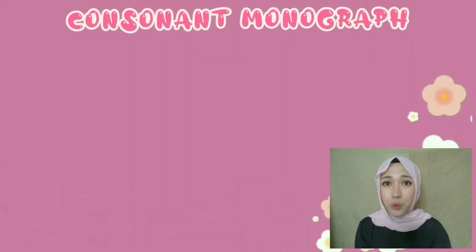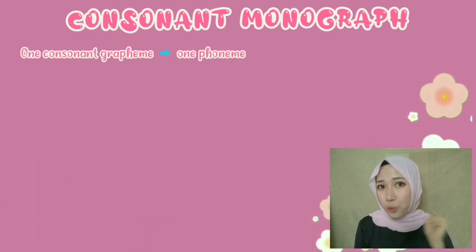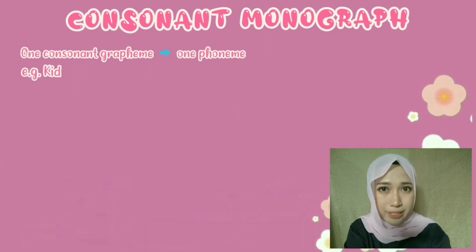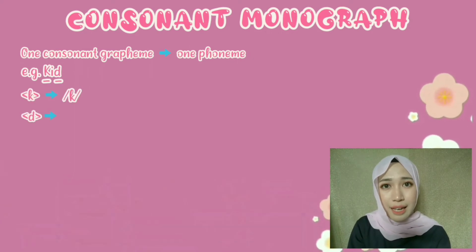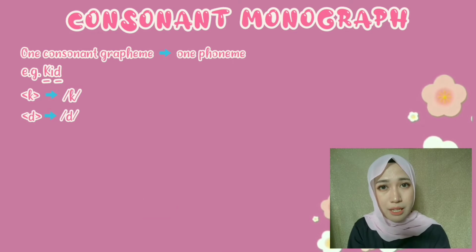Let's move to the consonant graphemes. First, there is consonant monograph. This is the same as the vowel monograph. That means one grapheme represents one phoneme. For example, like the word "kid", we see there is K and D in consonants, and it represents a phoneme of K and D sounds. So one letter consonant in a word represents one phoneme in a word.